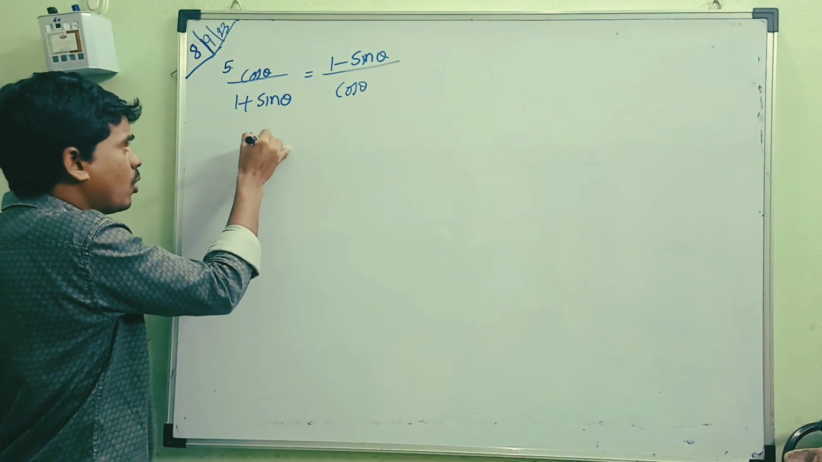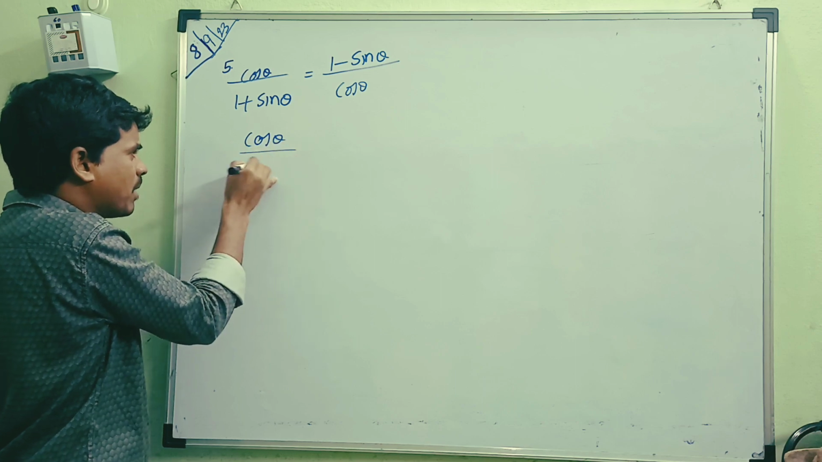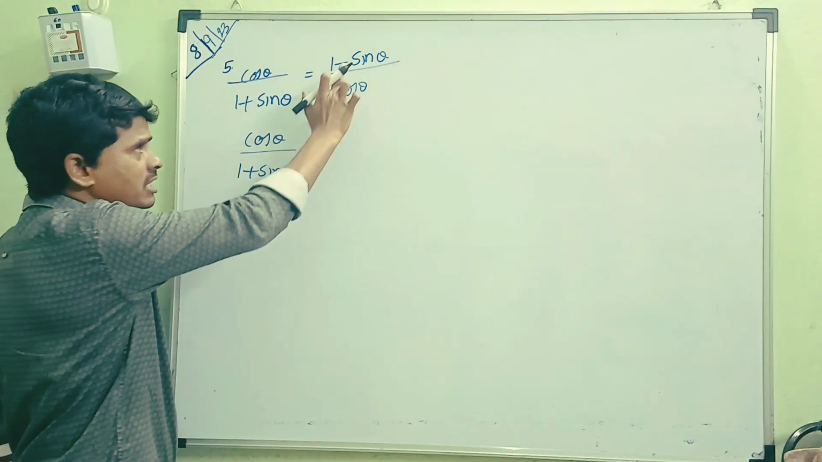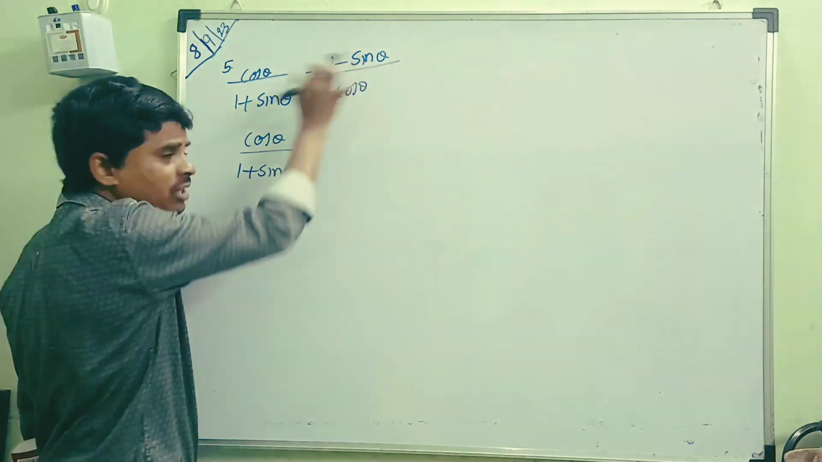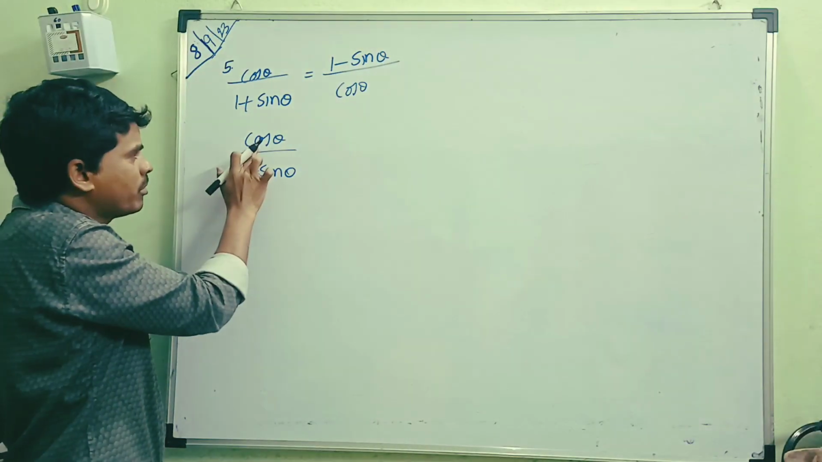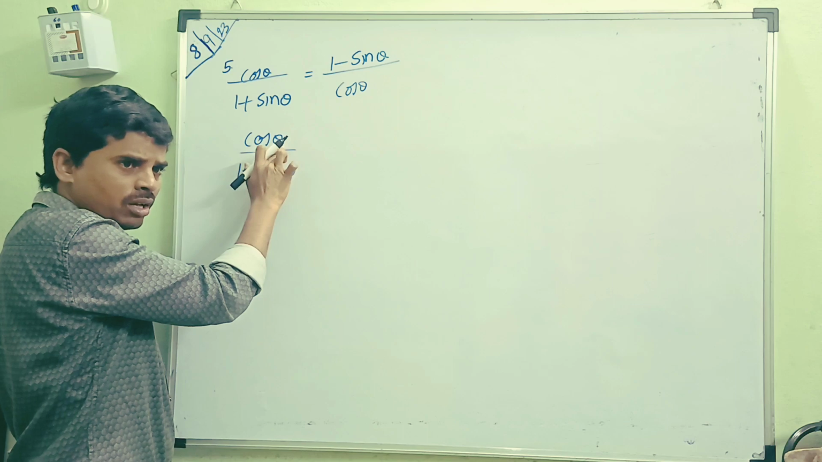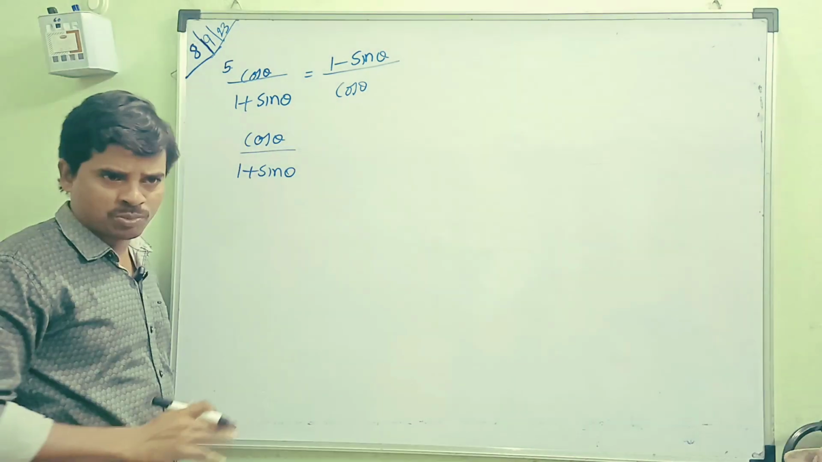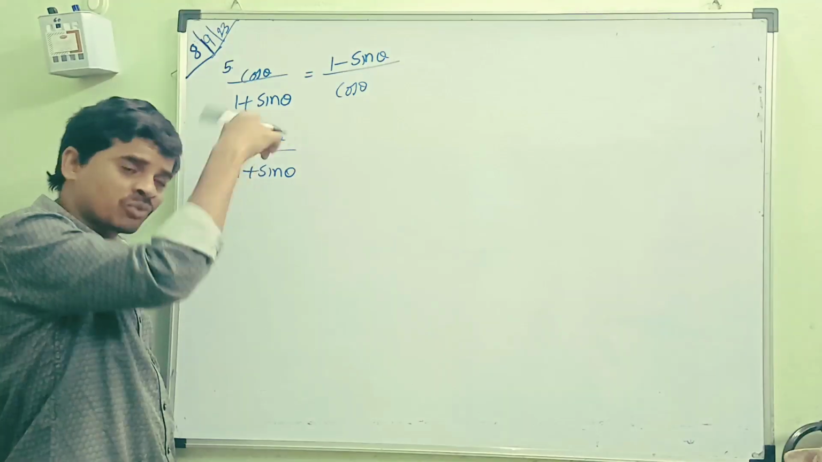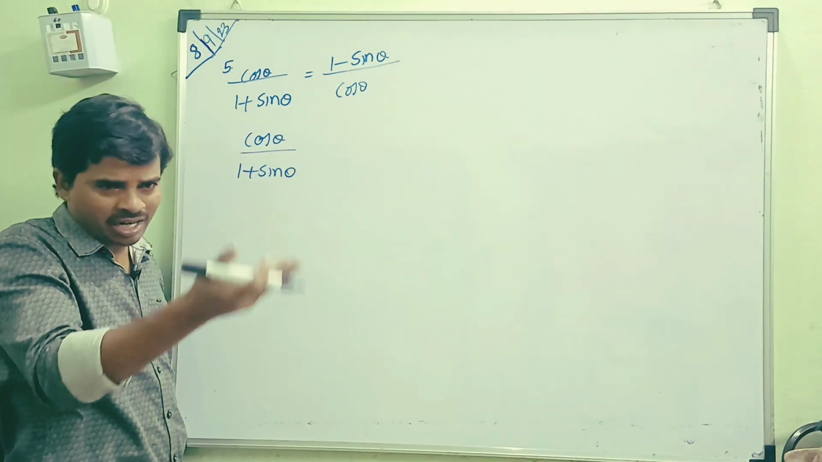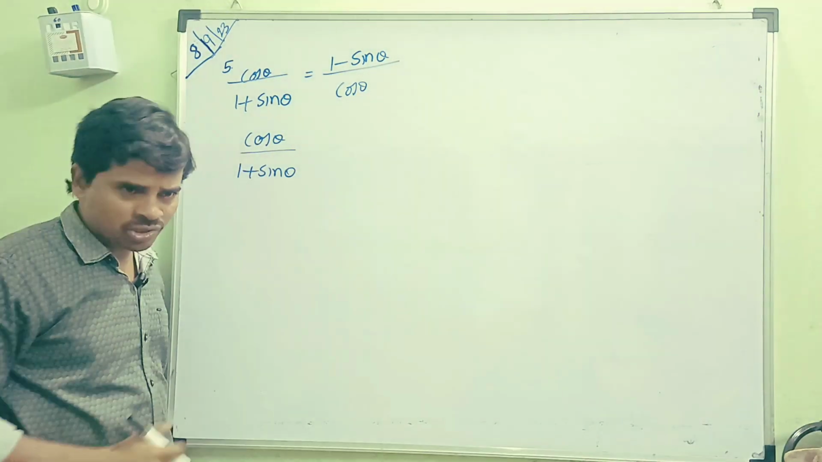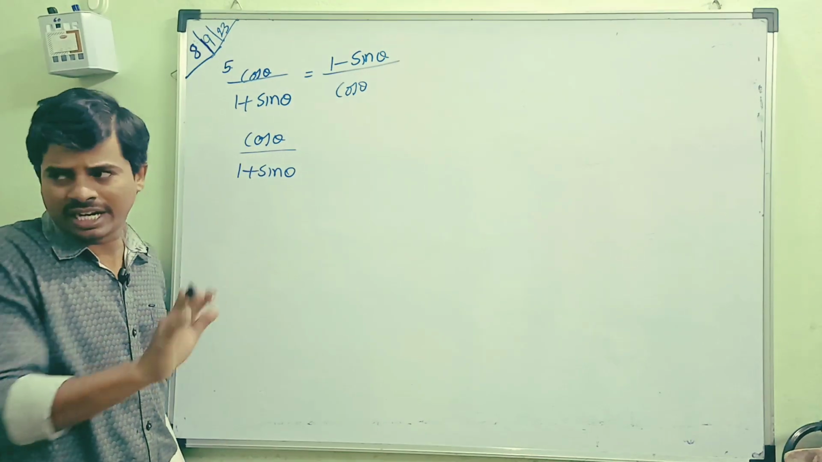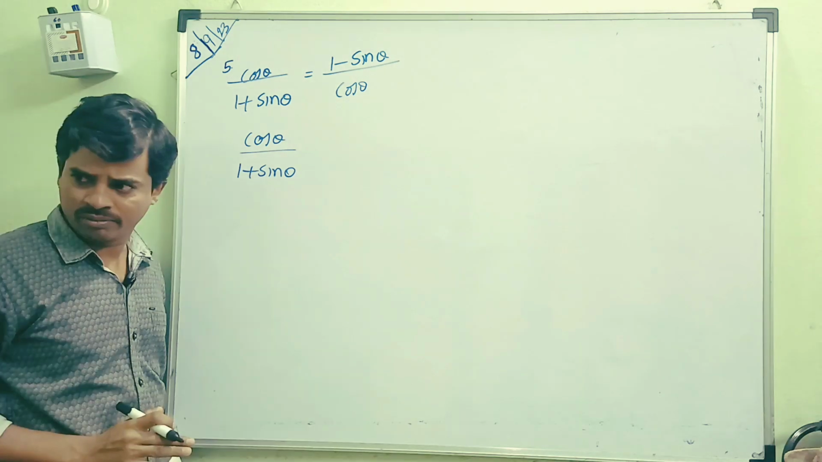See, cos theta by 1 plus sin theta is there, and the required answer is 1 minus sin theta should come in the numerator. But in the numerator we have only cos. Where is the chance to get 1 minus sin theta? It's not at all possible. Because cos square we can write as 1 minus sin square, but here cos square is also not there. Cos we can write as 1 by secant, but secant is not useful there.